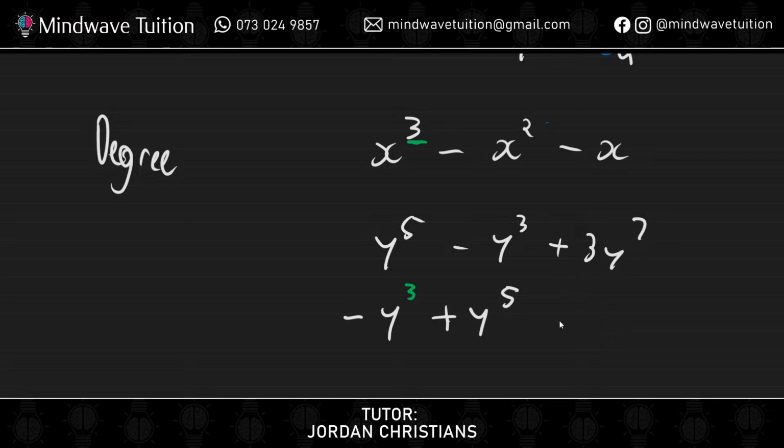And then the last one we have is again plus 3y to the power of 7. So even though 3 is the biggest coefficient here, we are not looking for the biggest coefficient, we are looking for the biggest exponent. So the exponent again is just a number on top of the y here.